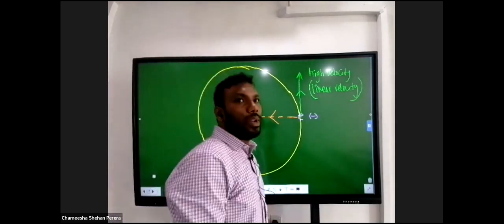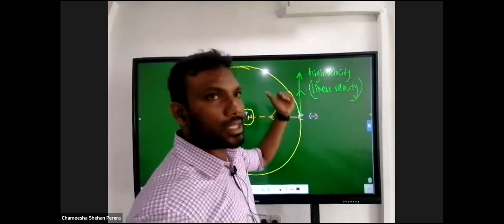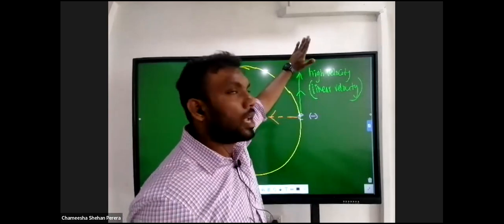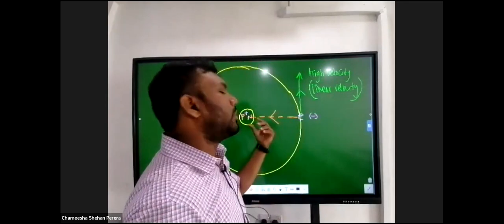This object, in the sense the electron, is also applied with two sorts of forces, right? One is the force which is applied on them to move at very high linear velocities in this direction. The other one is a positive negative attractive force.